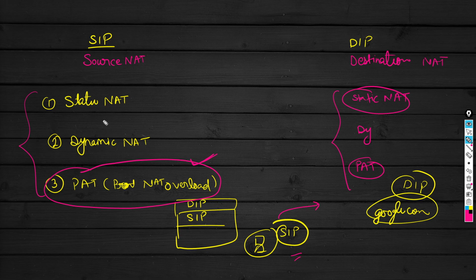But if you want to configure static NAT on the source IP address, nobody is stopping you. Options are available. And here, if you want to use PAT, nobody is stopping you. Options are available for the configuration. You can do that. Perfect.